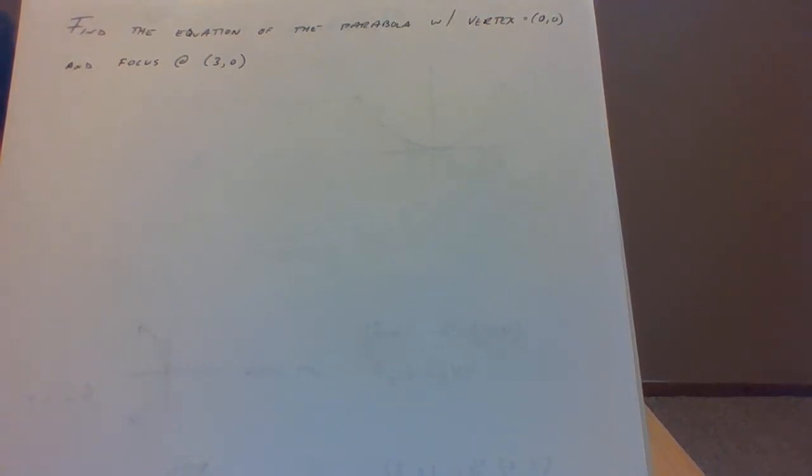Let's take a look at this example. We want to find the equation of the parabola, and we're given a vertex of (0, 0) and a focus of (3, 0). One of the best things to do here is go ahead and plot the information that you do have, because that's going to help you gather the components that you need to find the equation that you're looking for.